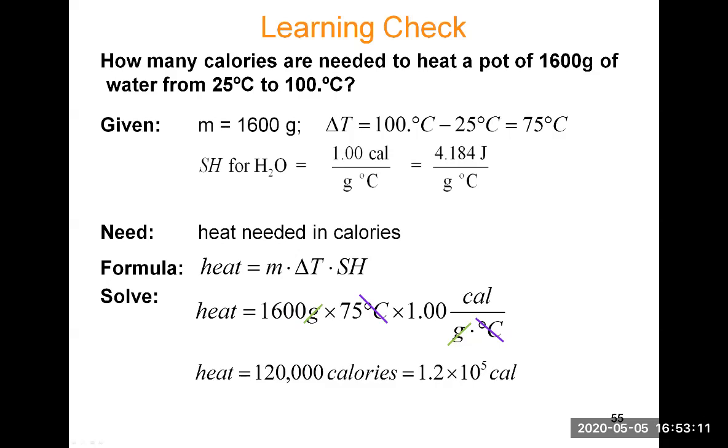And in scientific notation, you can use your calculator, and if you use the calculator, I recommend you do second degree, you see FLO SCI ENG, and you change to SCI, enter, and you will see how your number now is displayed in scientific notation. And it's 1.2 times 10 to the 5th calories. And here it really shows how we have 2 sig figs. So that's the amount of heat needed to heat a pot of 1,600 grams of water from 25 degrees to 100 degrees Celsius.